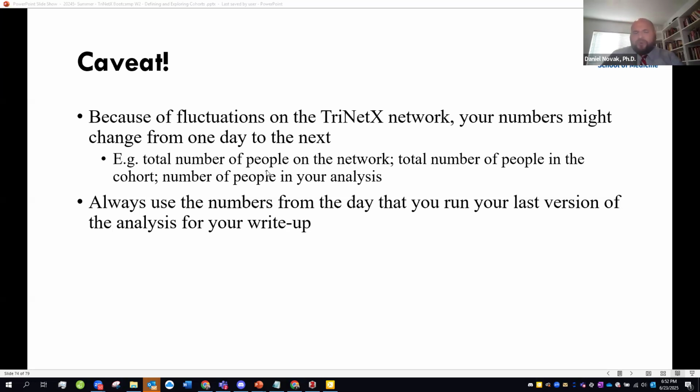This actually even is important because we are looking at studies sometimes of COVID for their structure, studies from 2021, and there's now 100 million more people on this network than there were back then. And that might impact how well we view those findings now, how relevant they are, whether we want to update them before we move on with using their structure or something like that. And please, I recommend always using the numbers from the day that you run your last version of your analysis for your write-up. That really helps out a little bit for it.